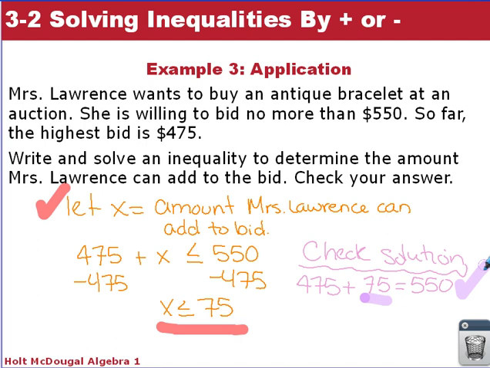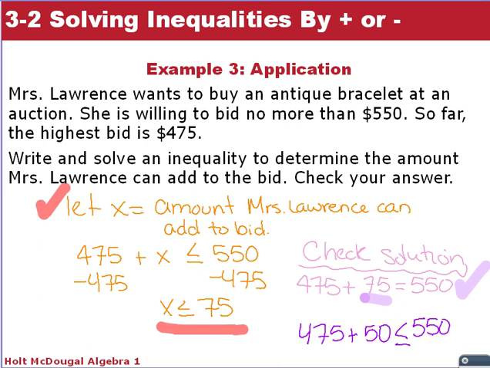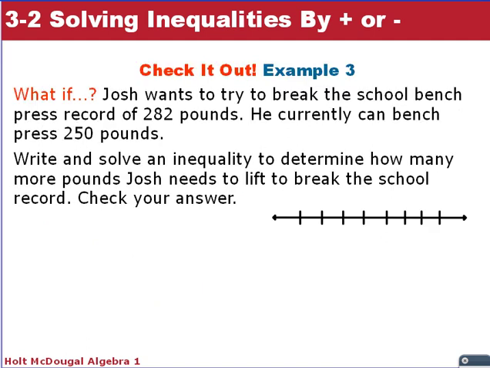So our endpoint works. Now let's pick a number less than 75. For this problem, we just picked the number 50, and we plug that into our inequality. $475 plus 50 is $525, and that is less than 550. So our solution of X is less than or equal to $75 will work. And now it's your turn to do the check it out for 3.